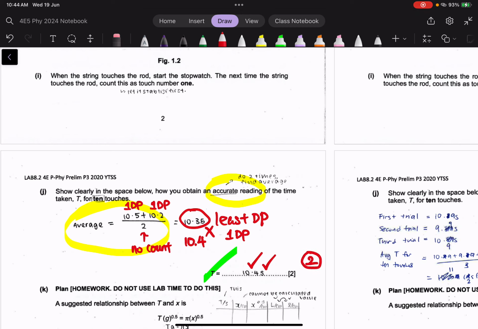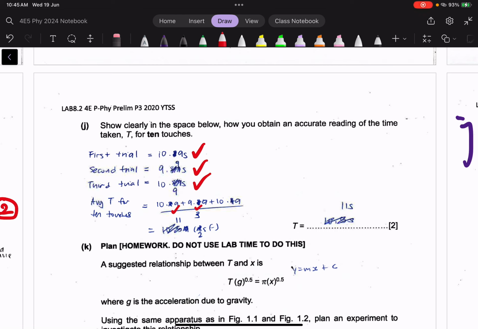Okay, so first trial, you want to do it this way also can. Wait a minute. Okay, correct. Okay, so 1, 2, 3. Okay, this one, wrong. Averaging is to follow least DP. Okay, it should be following the least DP rule. So unfortunately, this one, wrong. Okay, so I will give maximum of 1 mark.